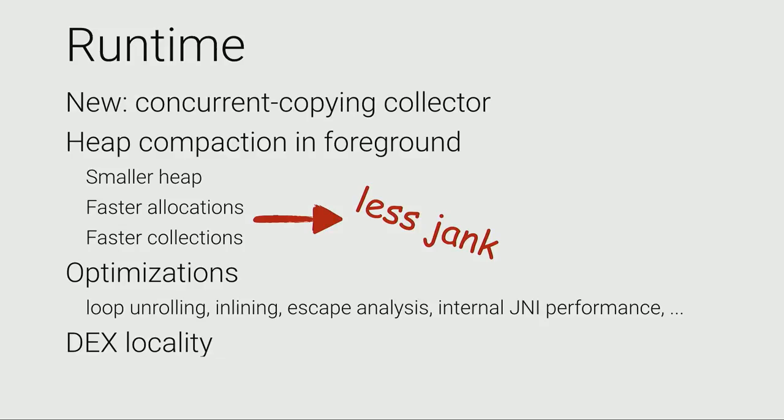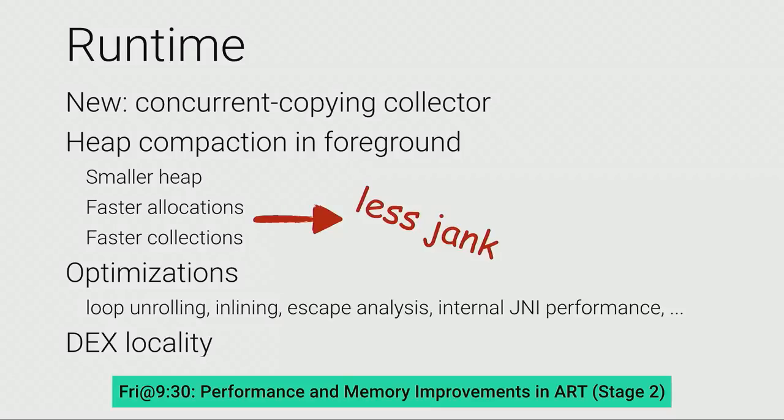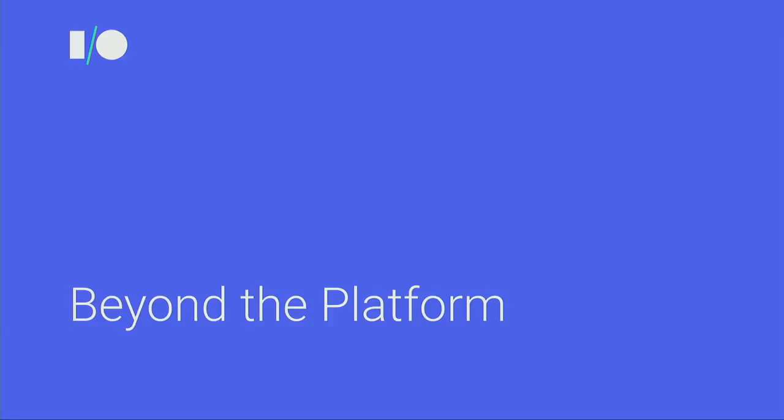And there's a bunch of them in this release, and you should check out a session later in the week for more information on that. Also, there's Dex locality. This in particular improves launch time for activities because we can collect all the memory in the same space, so it's easier and faster to access as your application is starting up. So there's a session on Friday morning, performance and memory improvements, so check that out for more particulars there.